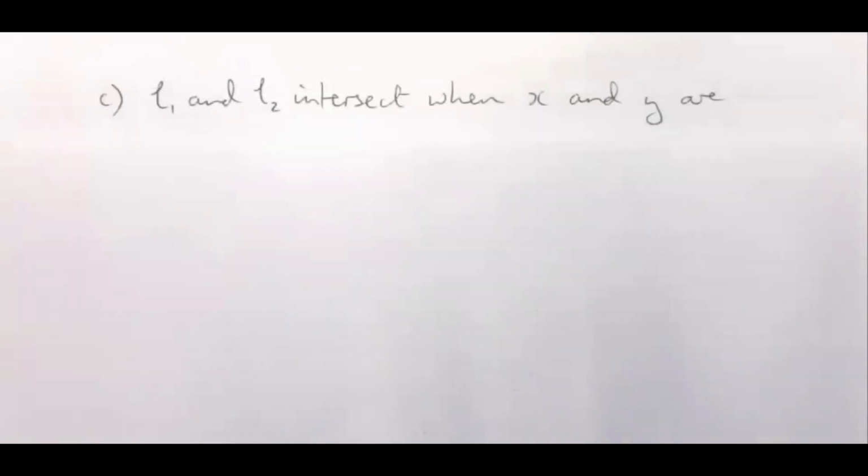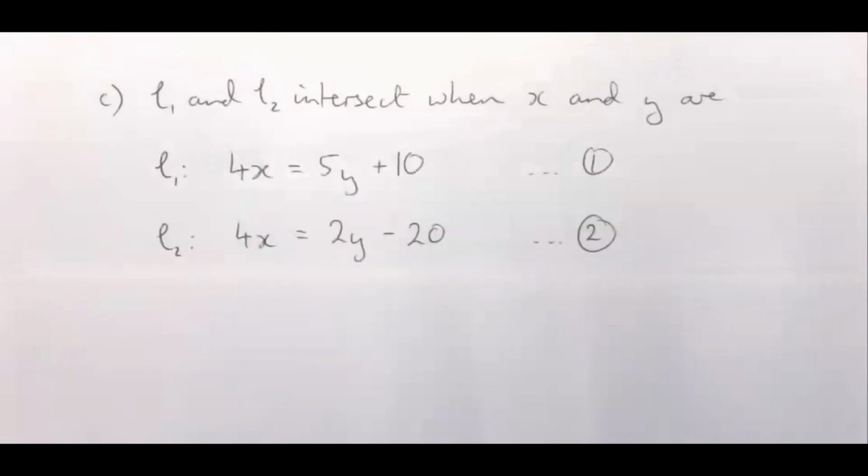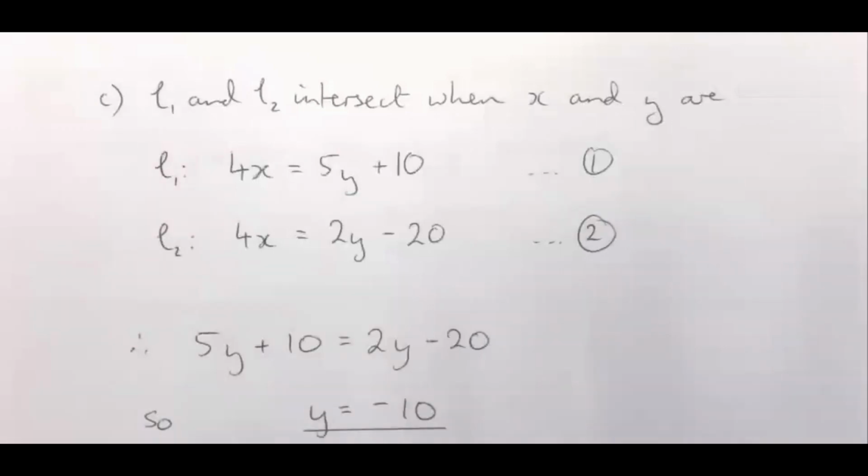For part C, they want us to find out where the two lines cross. So I've rearranged the two lines into this form, and we know that x must be the same for L1 and L2, and y as y. And so now I've got 4x is equal to 5y plus 10, and 4x is equal to 2y minus 20. And so now I can simply say that means that 5y plus 10 must be equal to 2y minus 20, which of course means that y must be minus 10.